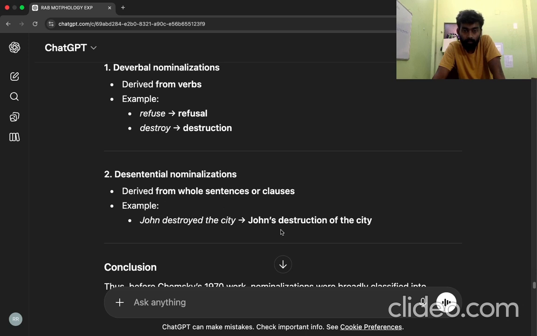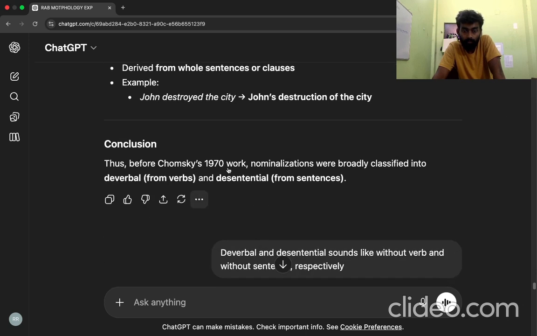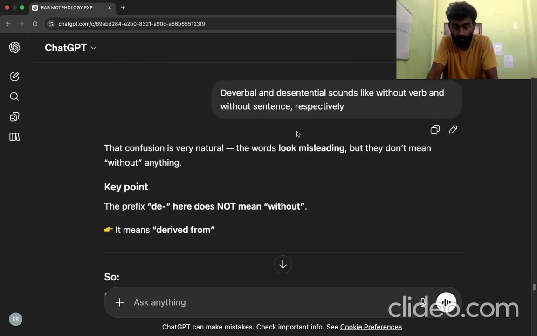Example: John destroyed the city. John's destruction of the city. Conclusion. Thus, before Chomsky's 1970 work, nominalizations were broadly classified into deverbal, from verbs, and desentential, from sentences. That confusion is very natural. The words look misleading, but they don't mean "without anything."